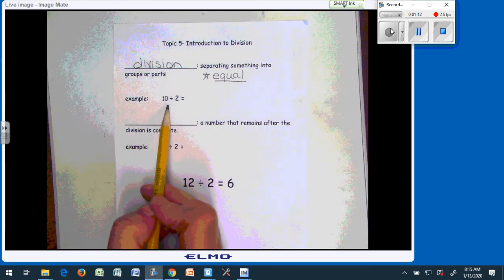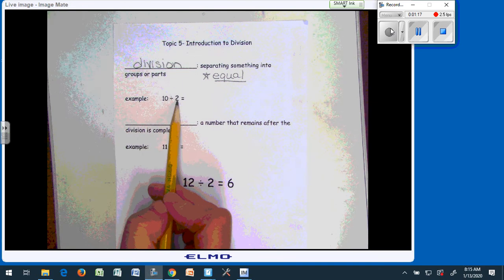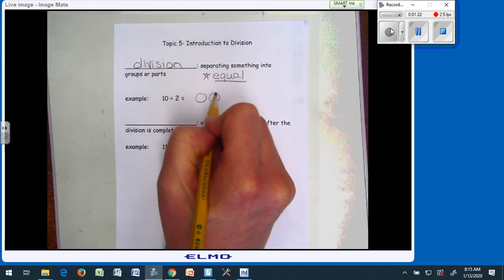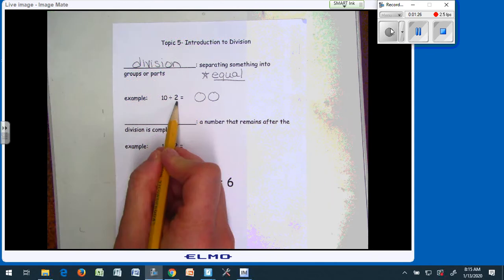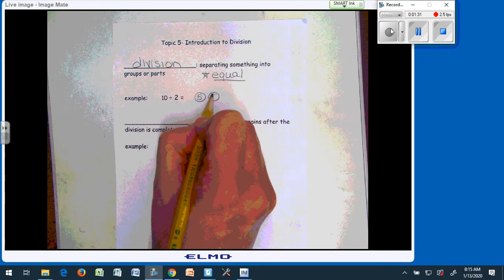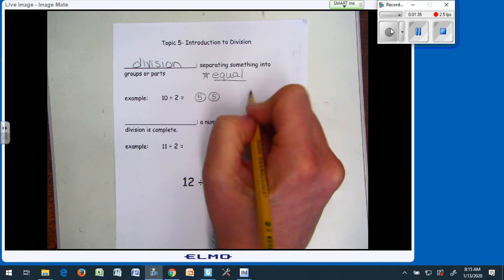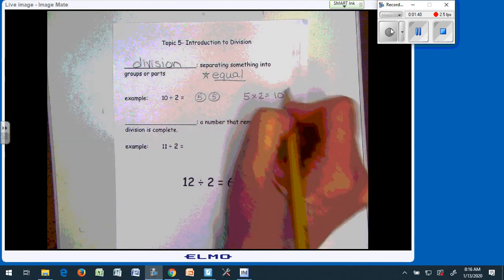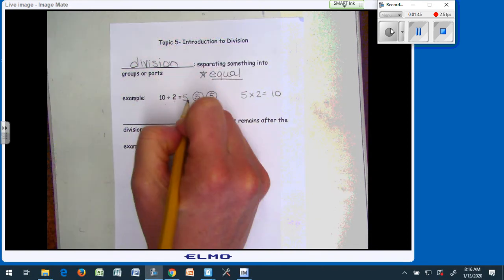And here's an example. If I have 10 items and I want to separate them into 2 groups, how many items will I have in each group? So those are my 2 groups, and I have 10 things. So I know, using my multiplication facts, that each group would have 5 items, because 5 times 2 is going to give me 10. Let's write that over here. 5 times 2 equals 10. And that's how you can see how multiplication and division are related. And I'll put a 5 there.